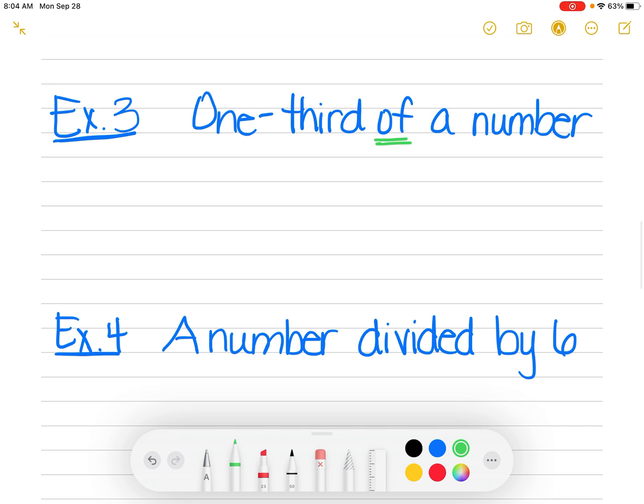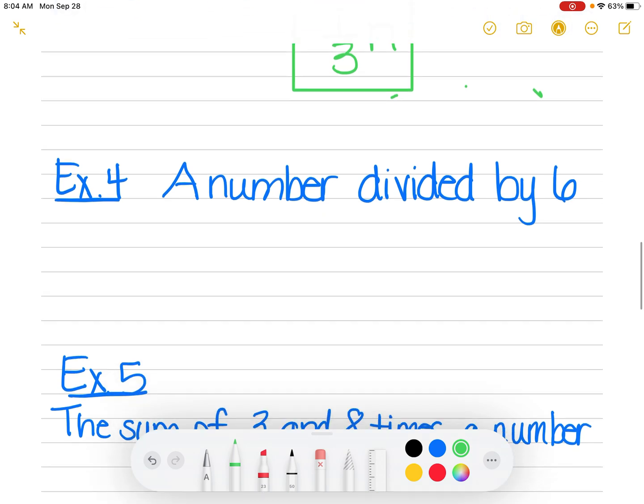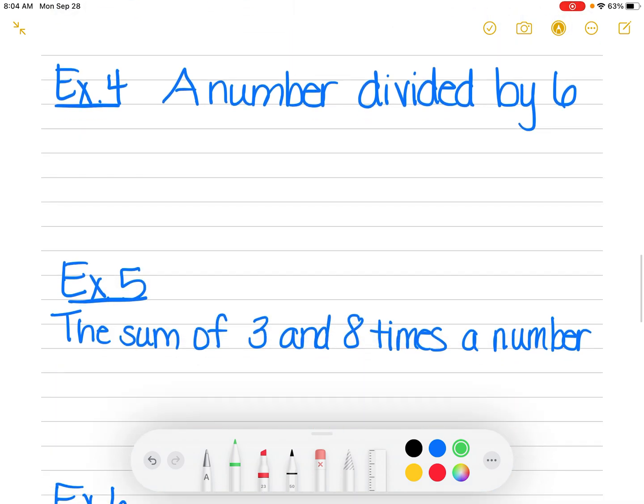So 1/3 of a number means I'm going to multiply 1/3 times n, right? Number is n, and 1/3 is 1/3. So there's how I'm going to write this, 1/3 times n. But remember, we don't use the times sign. We just put the 1/3 and then the n next to it. And there's my answer. Okay, I want you to try examples 4 and 5 on your own. 5's a little bit different, but I want you to do it on your own anyway, and then when I go over it, you can see what you did wrong. So go ahead and pause the video now and do those two examples.